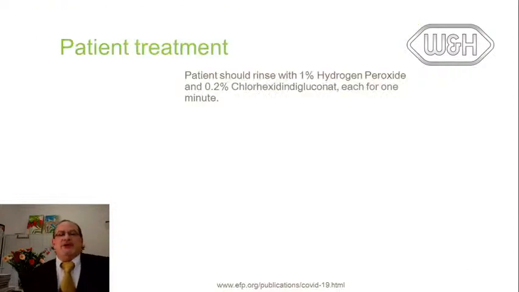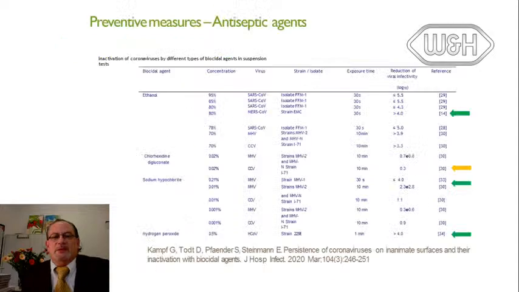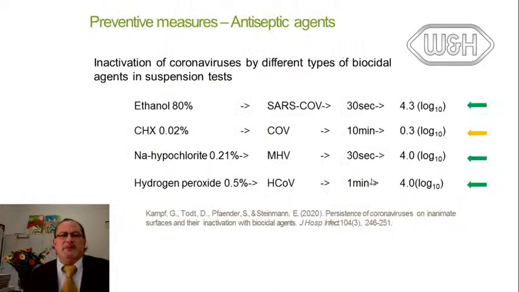So before the patient treatment starts, the patient should rinse with 1% hydrogen peroxide and 0.2% chlorhexidine digluconate each for 1 minute. So why 1% hydrogen peroxide? There was a publication from Kampf et al. early in March of this year, and because we cannot really read what is written here, I have highlighted the positions that are interesting for us.